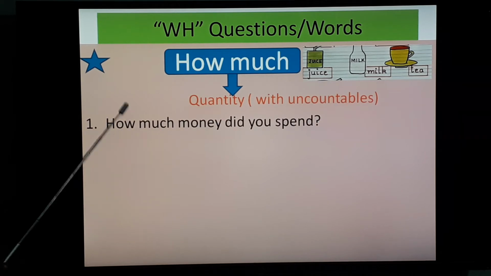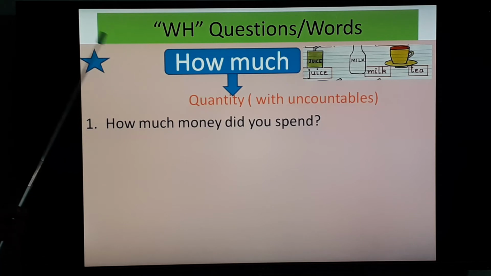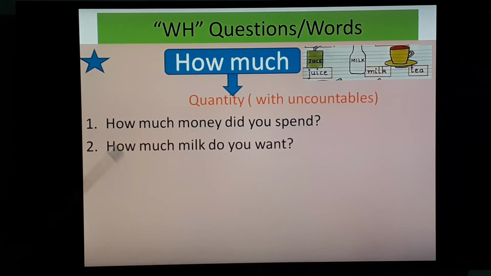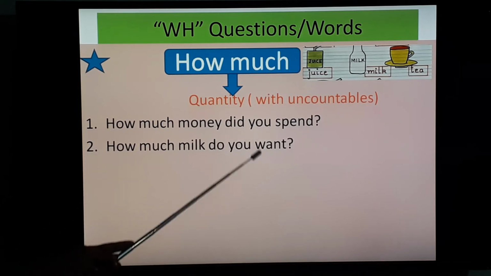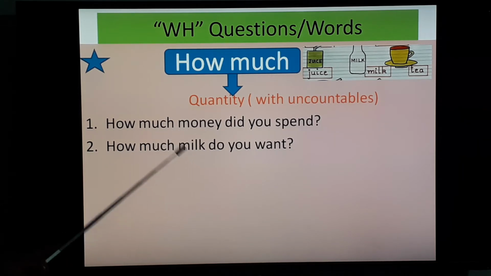For example, how much money did you spend? I have already explained. With rupees, how many will come, and with money you have to use how much, because this will come under the category of uncountable nouns. Second, how much milk do you want? Milk cannot be counted. That is why it is uncountable, and this is the reason I have mentioned how much.